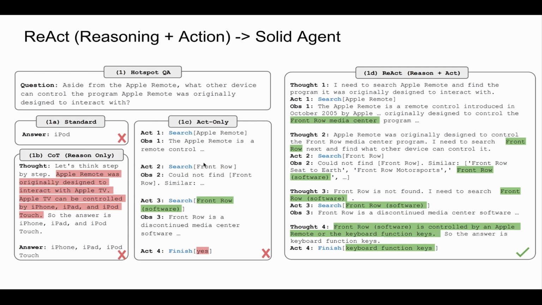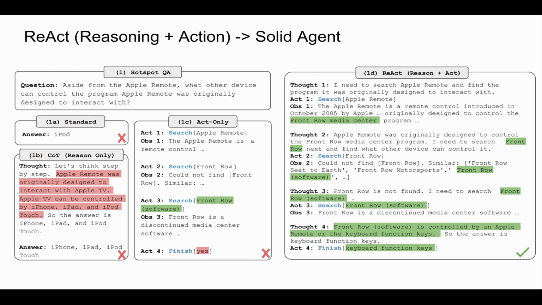And another example is act only, which has access to external information, but there's no reasoning behind it. So they just keep searching one keyword at a time. They search for Apple remote, and then in the observation there's something called Front Row, and they search for Front Row, and then they search for Front Row software, and then the final answer is I finish everything, and the answer is yes. So this is not something we want, right?